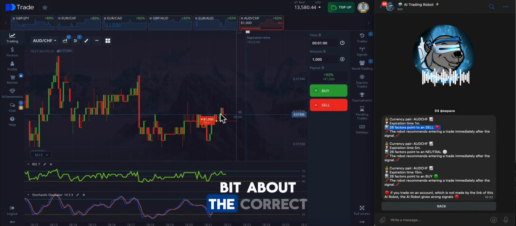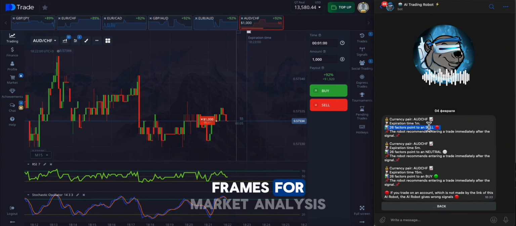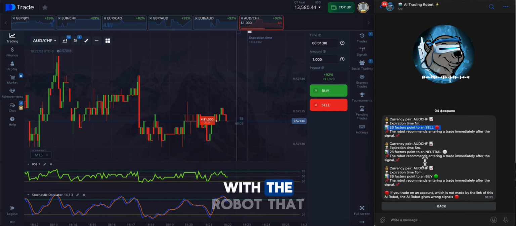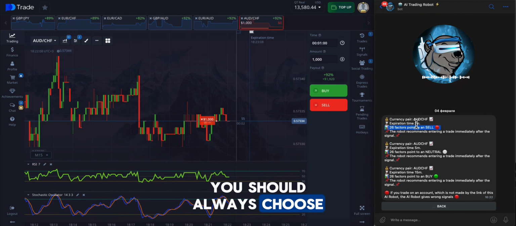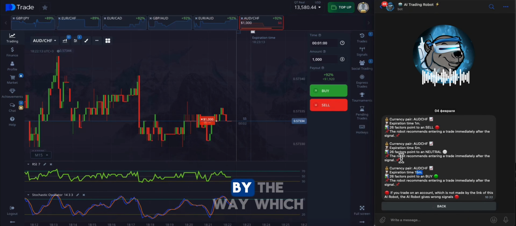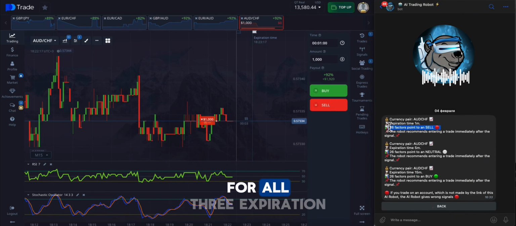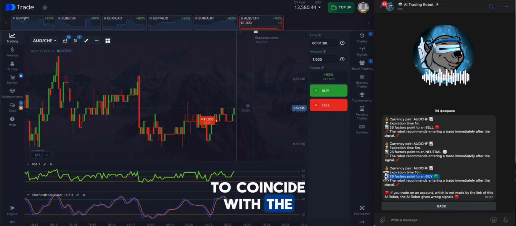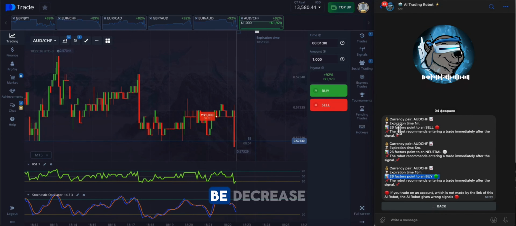I'll tell you a bit about the correct usage. Always choose at least 3 time frames for market analysis with the robot, that is, if you want to open a trade with an interval from 1 minute to 20 minutes. You should always choose 1 minute, 5 minutes, and 15 minutes. By the way, which is quite important as a rule, the best option is for all 3 expiration times to coincide with the further price movement. You need all 3 times to show a decrease.